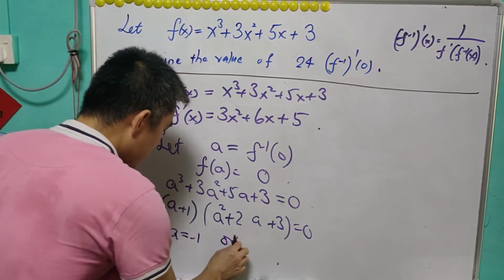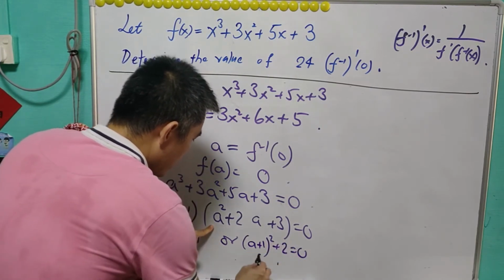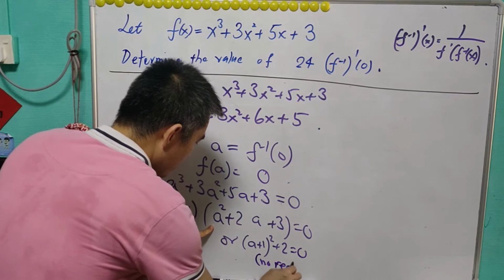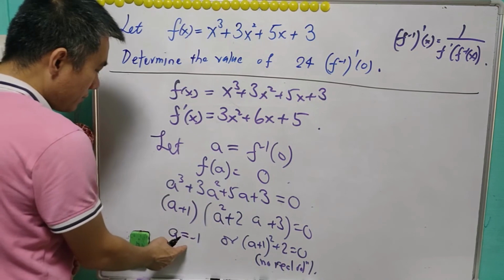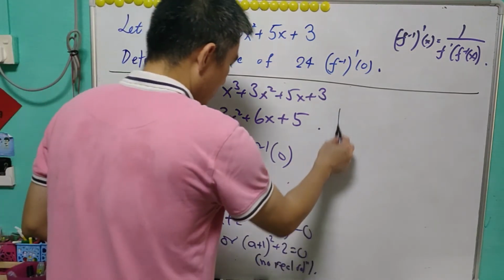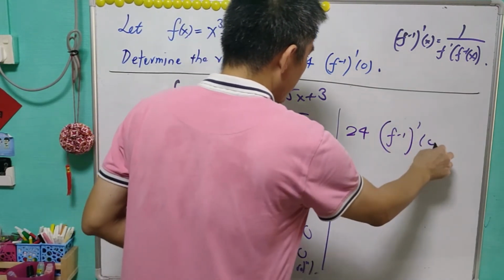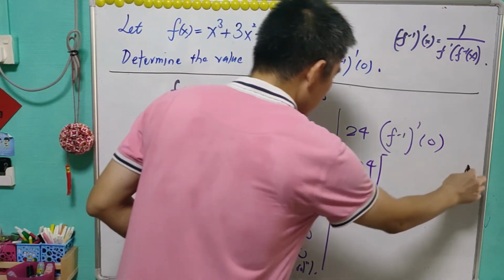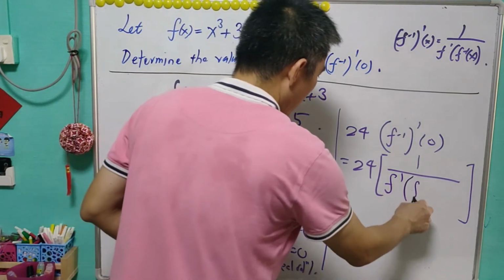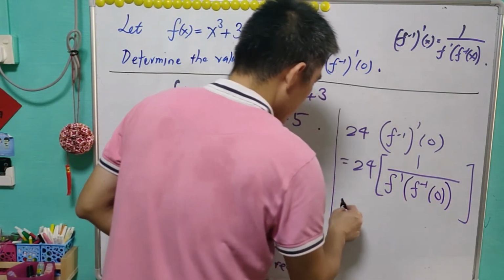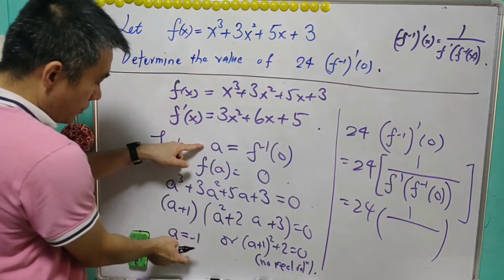Now, the other factor is a plus 1 squared plus 2 equals 0. There's no real solution. This confirms that a has a unique solution that is -1. So 24 times f inverse prime 0, using the formula, is 24 times 1 over f prime f inverse 0. And we know that f inverse 0 is equal to a, which is equal to -1.